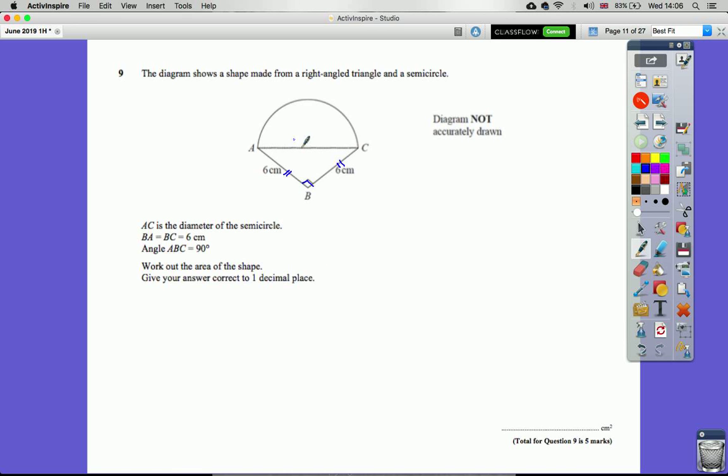Now, there are two shapes here. One is a right angle triangle, the other one is a semicircle. Now, to find out the area of a circle, we need to know the radius of the circle. And in order to know the radius, we first need to know the diameter. Now, the diameter of the semicircle here is the same as the hypotenuse of this right angle triangle. So, we first use Pythagoras theorem to find out what AC is.